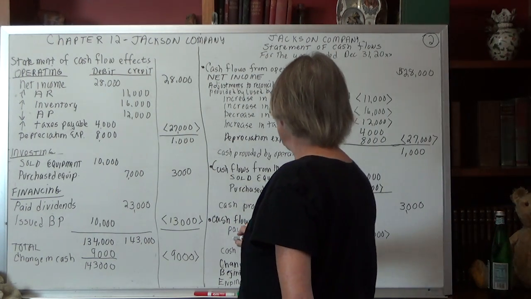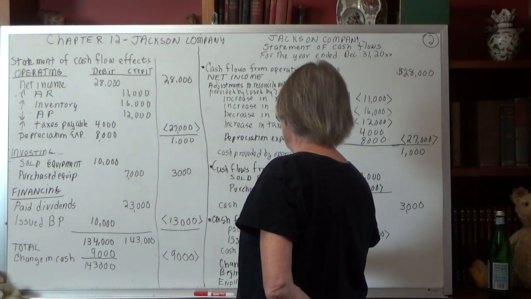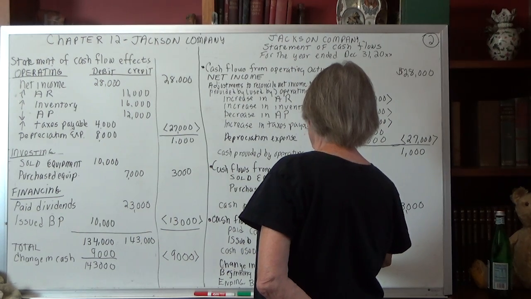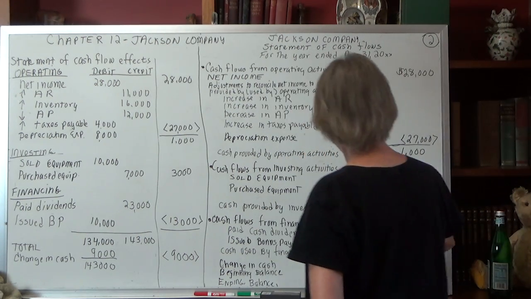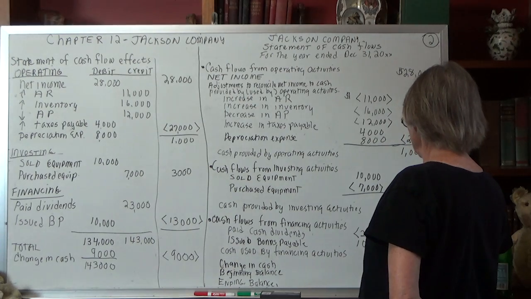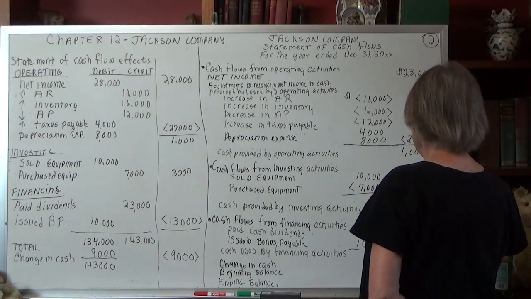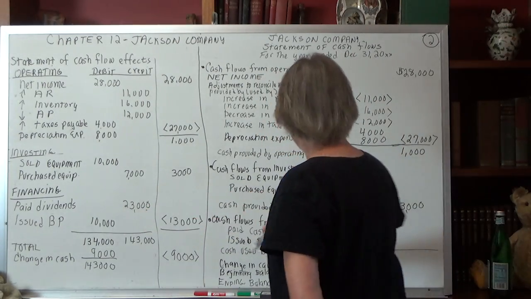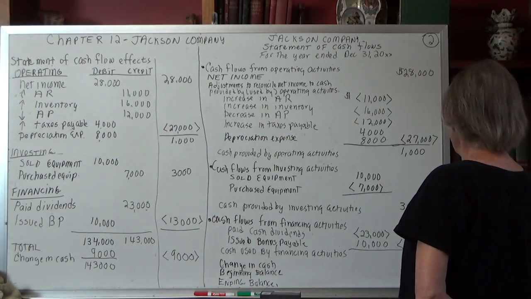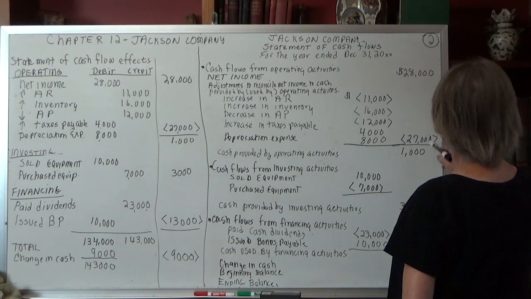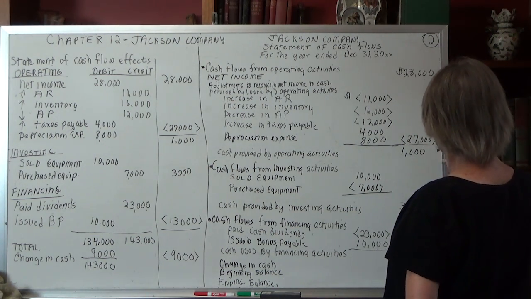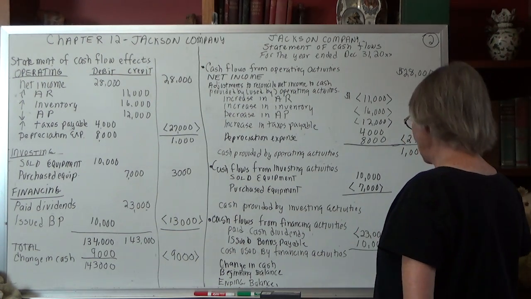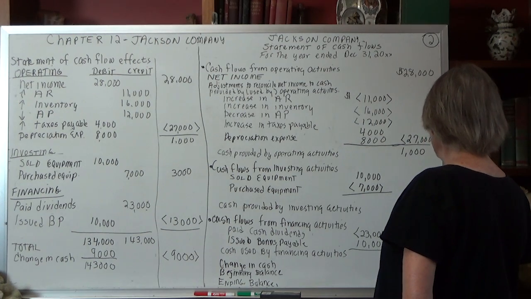And then we issued some bonds payable. And it makes sense if we issued bonds payable, we got some money, and sure enough, that 10,000 is in the debit column, that means it came in. So cash used by financing activities, because we go minus 23 plus 10, is the negative 13,000. Okay, so when we add up the 1,000, the 3,000, and the 13,000, we should get the change in cash of negative 9,000.